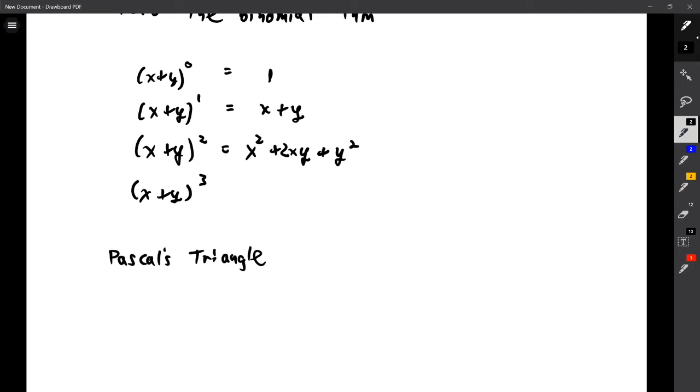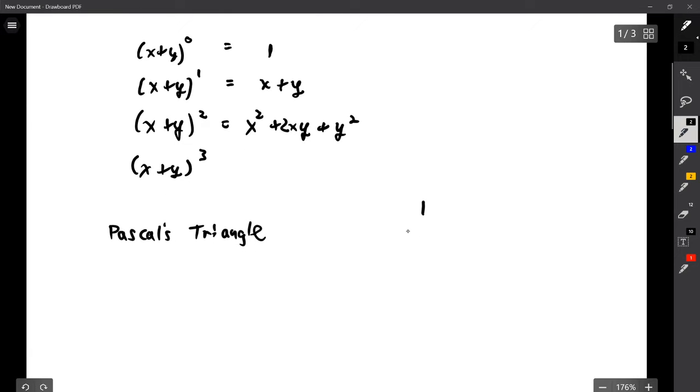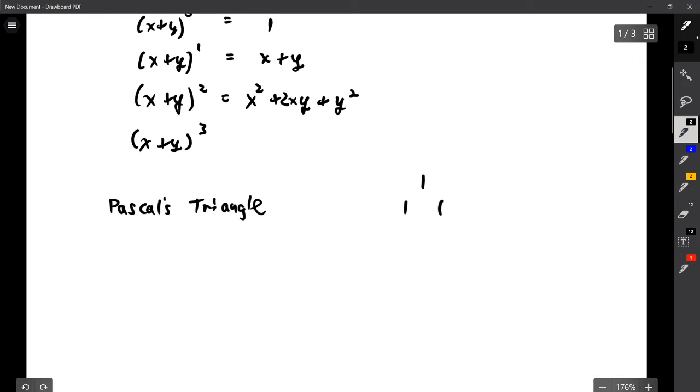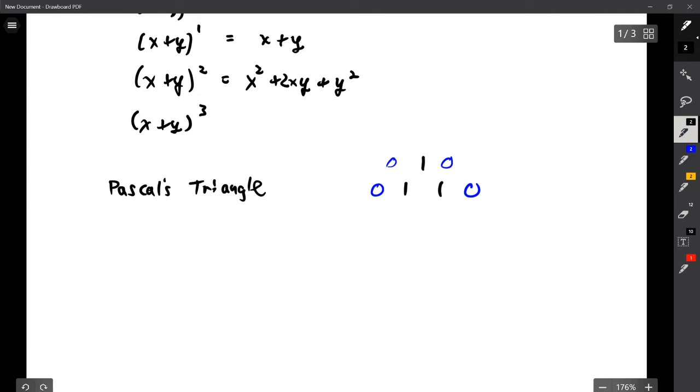And it looks like this. It has a 1, and then a 1 and a 1. And you keep going out in diagonals, and if you view it as if there are zeros along the outside as well, which you don't have to, I'm just leaving them here for a split second, each number is the sum of the numbers above to the left and above to the right in the row above it.